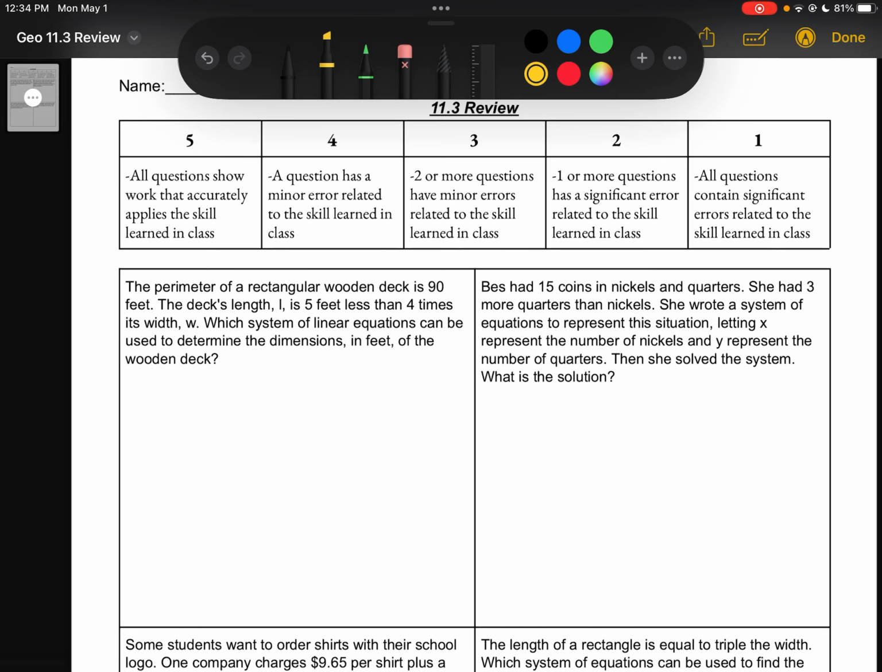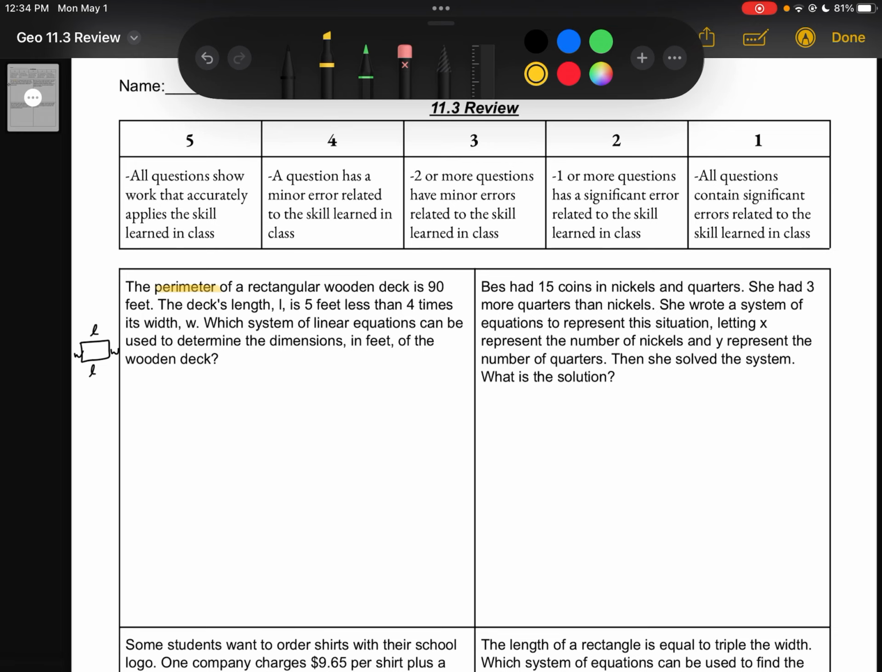those two different equations. So perimeter, first thing that we have to remember, perimeter means the entire outside of something, so all four of the sides. So if we have length and width, for example, adding all of those together is going to get us our answer for perimeter.